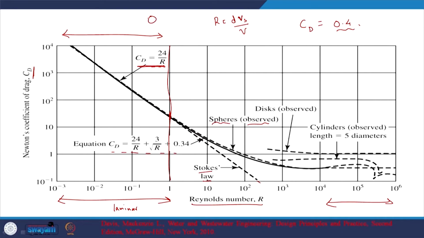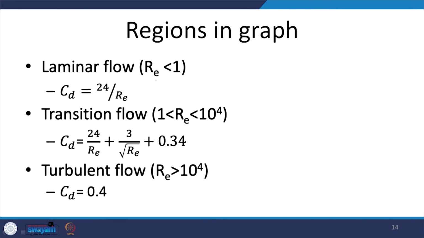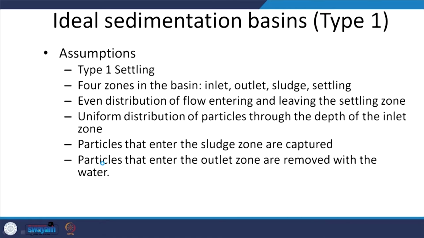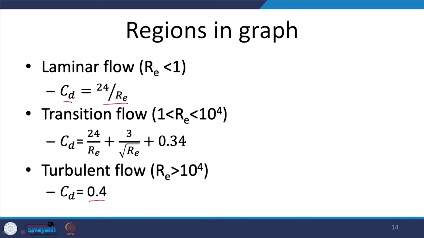So, let us move on. Okay, so, for laminar flow, the coefficient of drag is dependent upon the Reynolds number, and likewise for transitional flow and so on. As I mentioned, 0.4 seems to be the right value, and we know that the Reynolds number is equal to the diameter of the particle times the settling velocity divided by the kinematic viscosity. So, now how do I get this settling velocity?